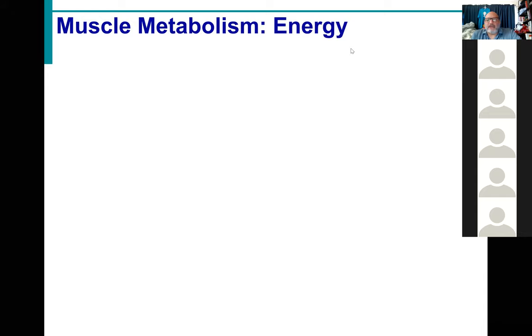So now that we know the types of contractions we can make, the next thing we have to talk about is our metabolism, the energy for those contractions.